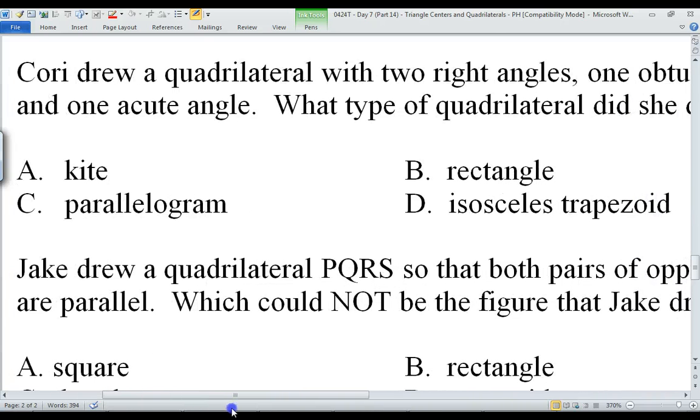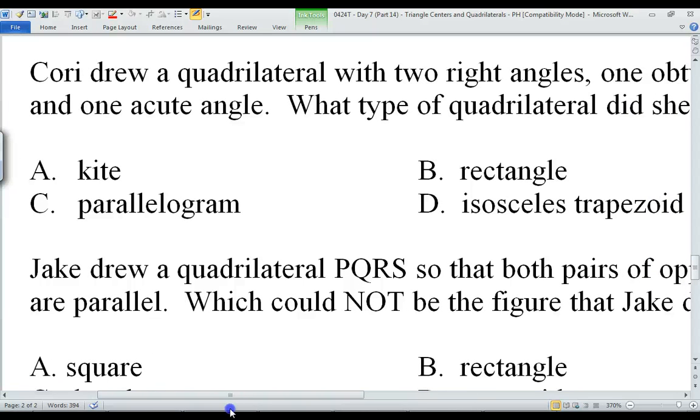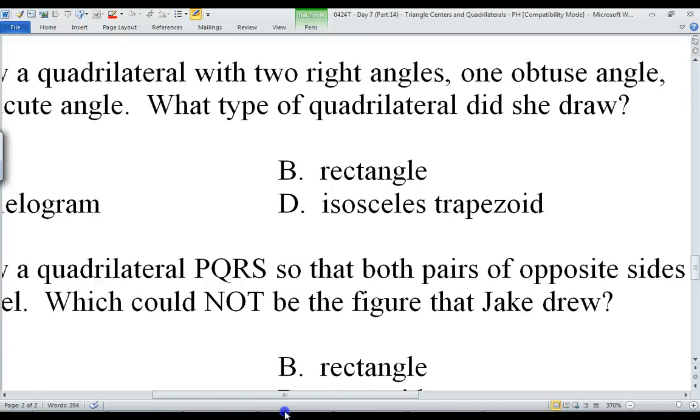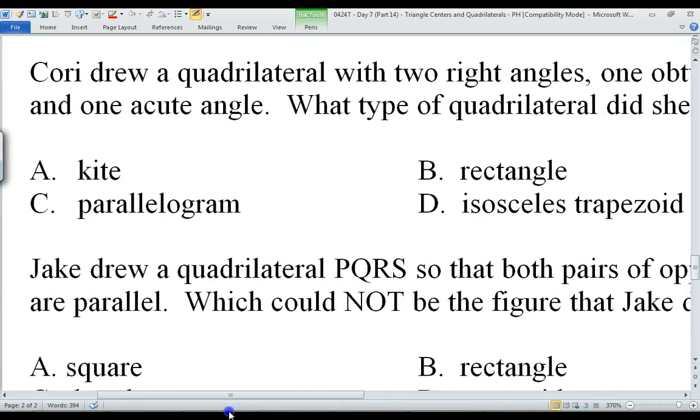Okay, looking at number 9. Corey drew a quadrilateral with 2 right angles, 1 obtuse angle, and 1 acute angle. So it has to have 2 right angles, 1 obtuse angle, and 1 acute angle. Which is the picture she could have drawn? Could it be a rectangle? No. It can't be a rectangle. That's all right angles.